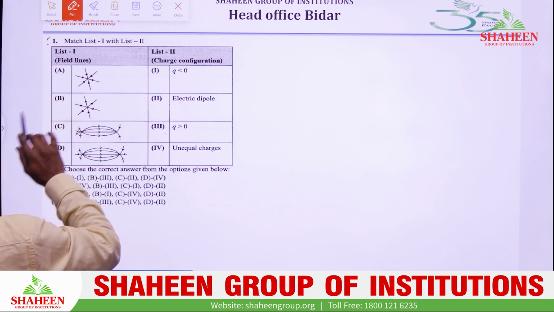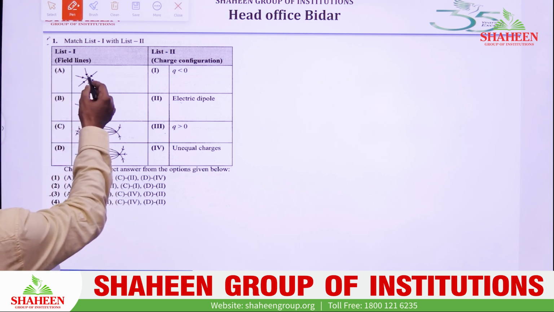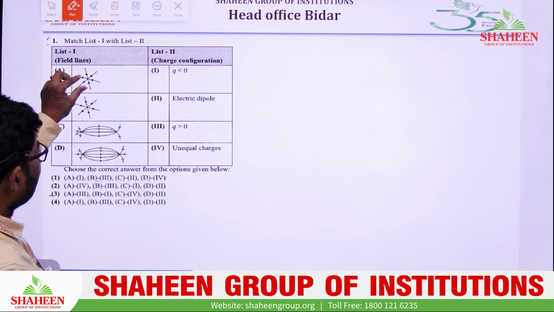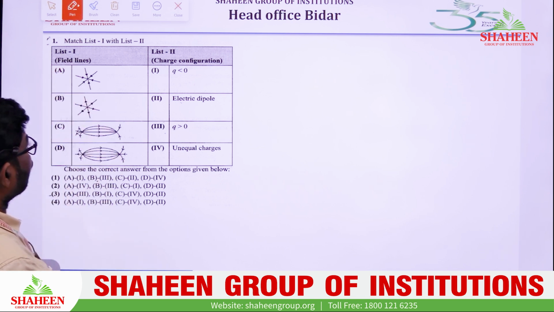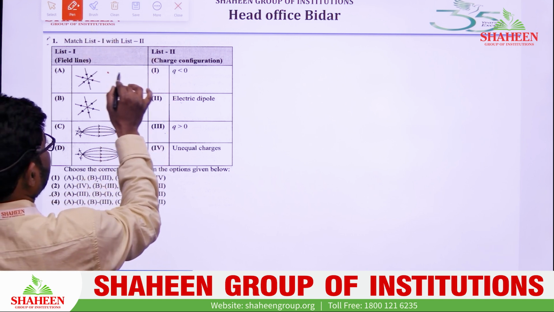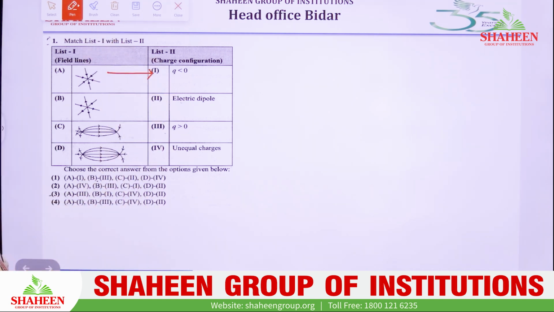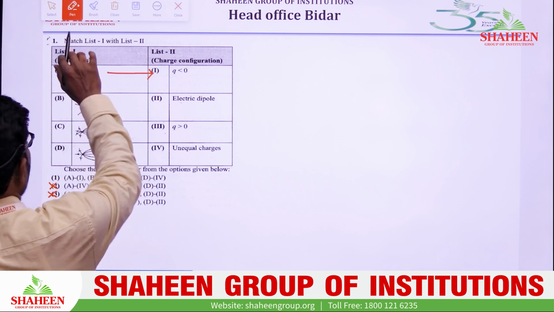Now this one, electric field lines. They are inwards. Inwards means negative charge, so Q less than 0. A belongs to 1. So we have only two options, whether the first option or the second option. I will enlarge it please.